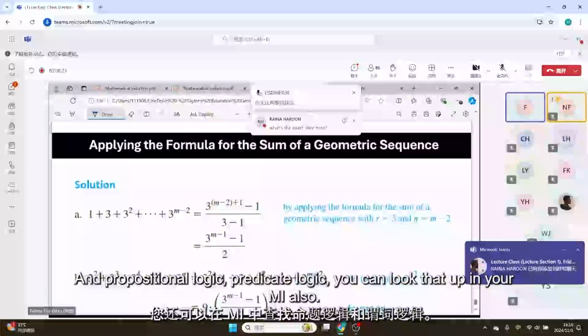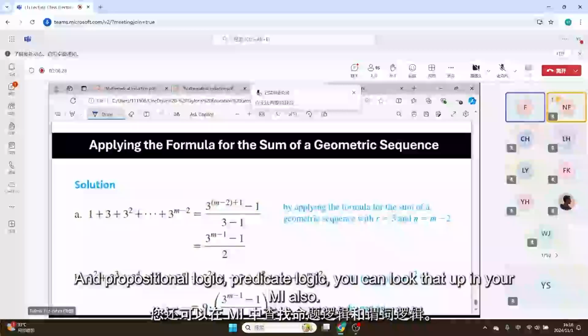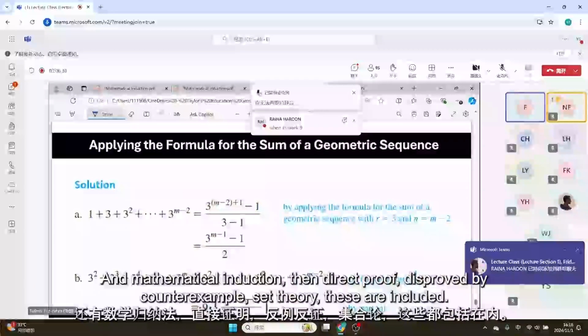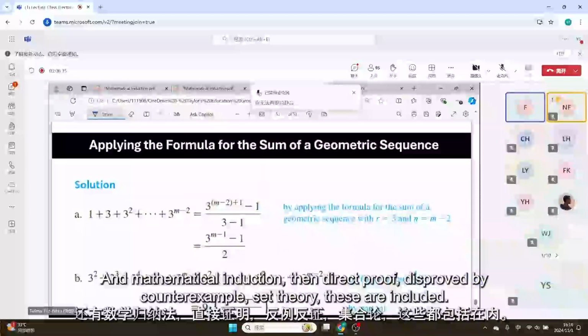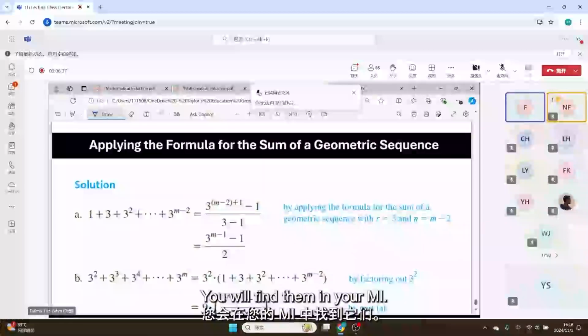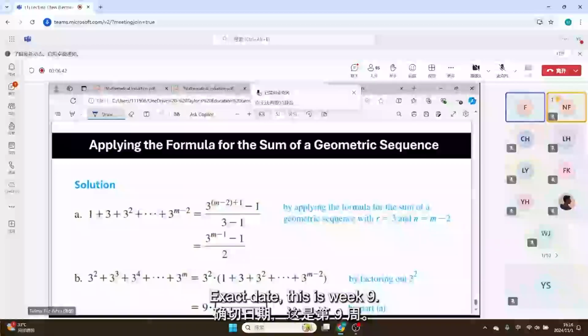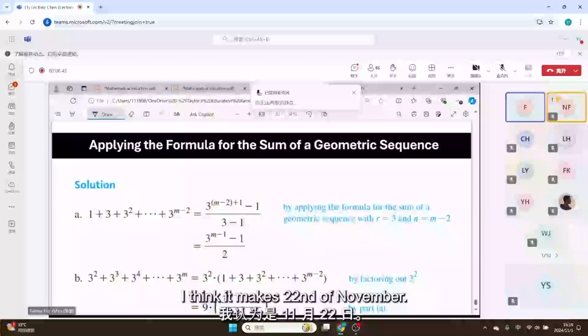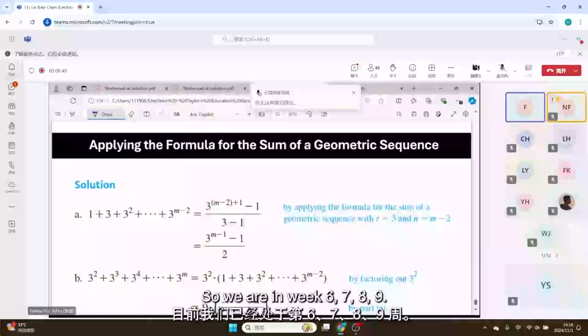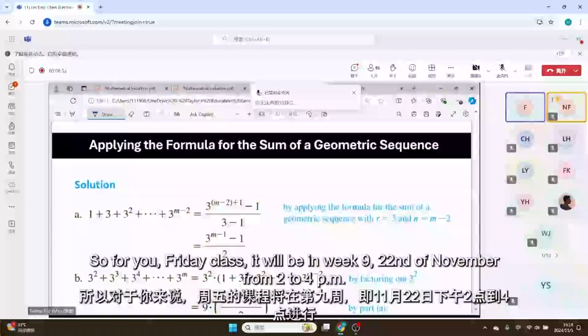And propositional logic, predicate logic, you can look that up in your MI also. And mathematical induction, and then direct proof, disproof by counterexample, set theory, these are included. You will find them in your MI, but I will also post them on my times. Exact date, this is week 9, I think it makes 22nd of November. So we are in week 6, 7, 8, 9. So for you, Friday class, it will be in week 9, 22nd of November, from 2 to 4 p.m.